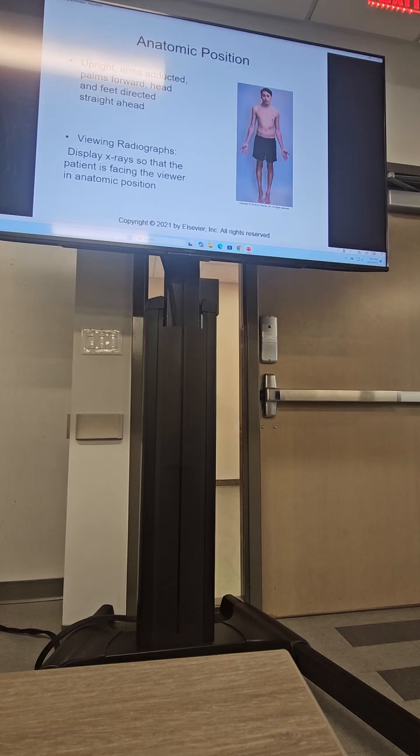And all these terms start from the anatomic position. What is the anatomic position? When the person stands with the palms facing forward, right? This is the anatomic position, and that's our starting point. When you look at the X-rays, that X-ray is viewed as if the patient is in anatomic position, meaning you see him from the anterior, you're looking at him from here.